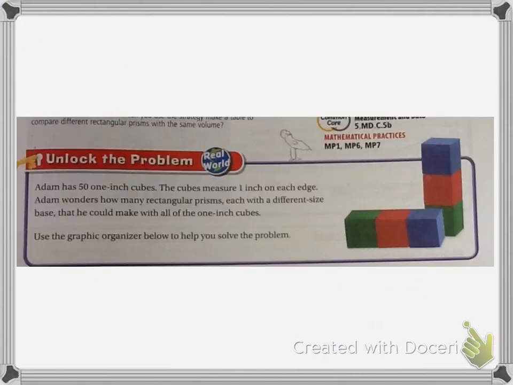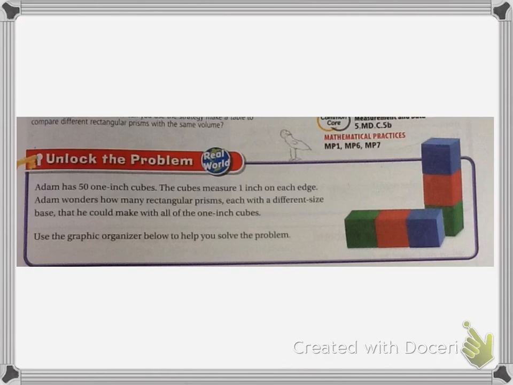Adam has 50 1-inch cubes. The cubes measure 1 inch on each edge. Adam wonders how many rectangular prisms, each with a different size base, that he could make with all of the 1-inch cubes. Use the graphic organizer below to help you solve the problem.